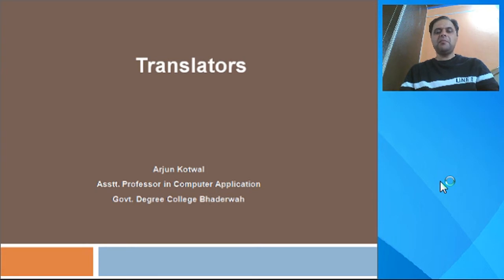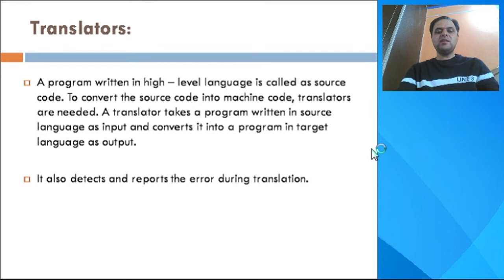So when we write a program in a high level language or an assembly language, we first need to translate that program into machine language or in the form of 0 and 1. So that is the job of translators. Translators translate the high level language into machine level language. So a program written in high level language is called source code. To convert the source code into machine code, translators are needed.